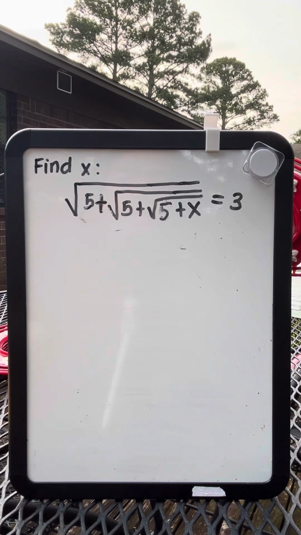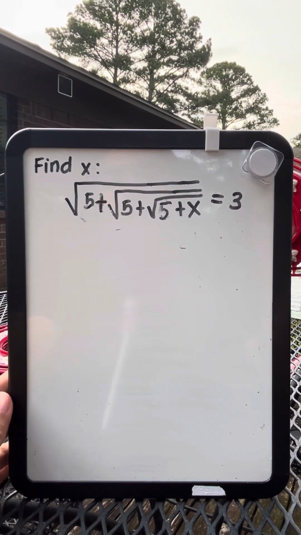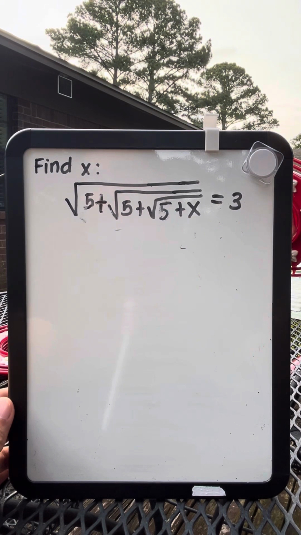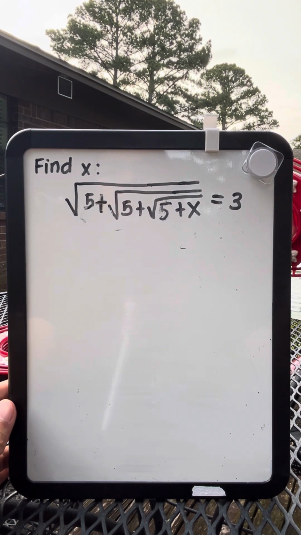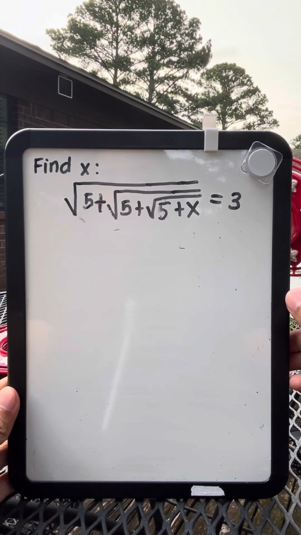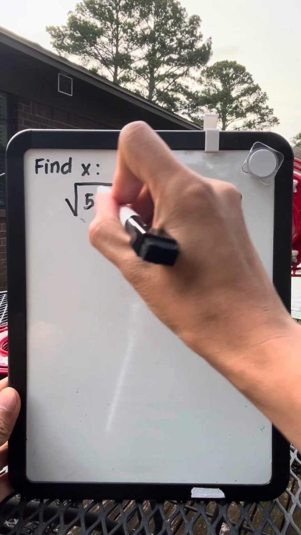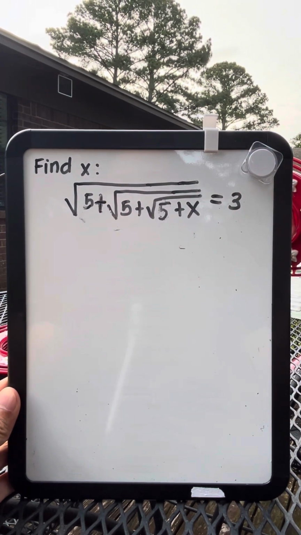So in this case, it looks very complicated. There are lots of radical signs, radical signs within the radical sign within the radical sign. So how do we approach this? Remember that the square root of everything in here is 3.